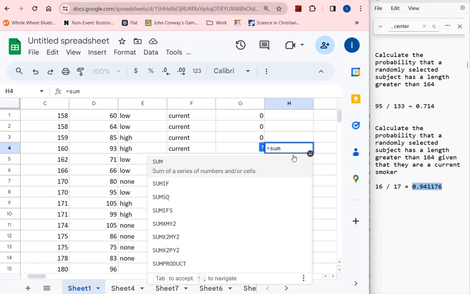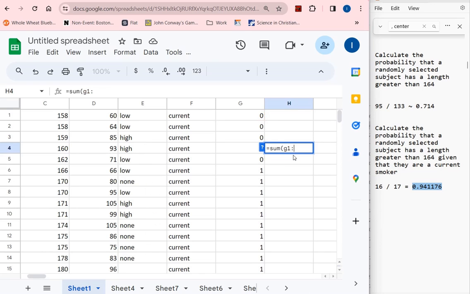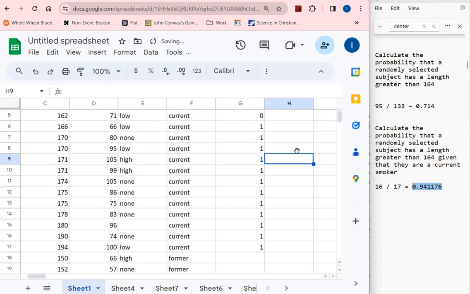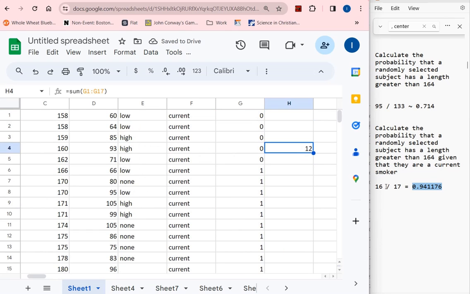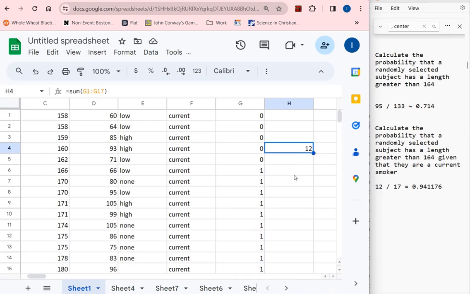Okay, and now you can just quickly sum up this column. Type equals SUM, G1 colon, then where do we end? G17. So that added up the column. That's that 12 that we counted manually, right? So if you have a ton of different values and they're not sorted where you can easily hand count them, then you can use that trick where you make a column of zeros and ones to meet your criteria and then sum that column. So there's 12 people that are current smokers and that have a length greater than 164.